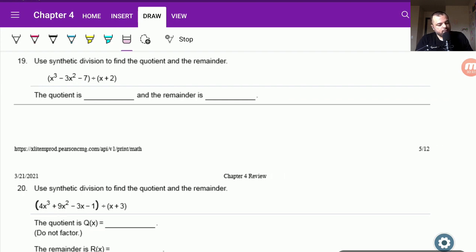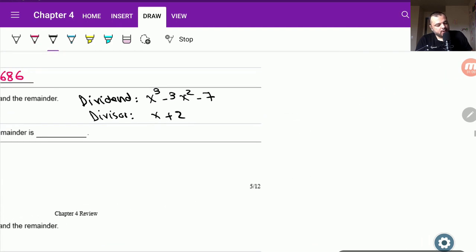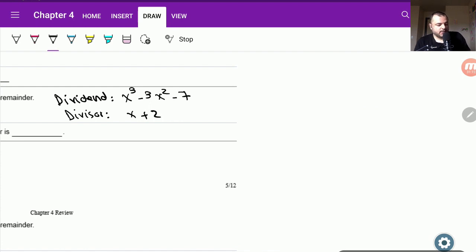So what we do, this is my dividend first. What is the dividend? The dividend is x to the power of 3 minus 3x squared minus 7. The divisor is x plus 2. Then I'm going to take the coefficients of the dividend.